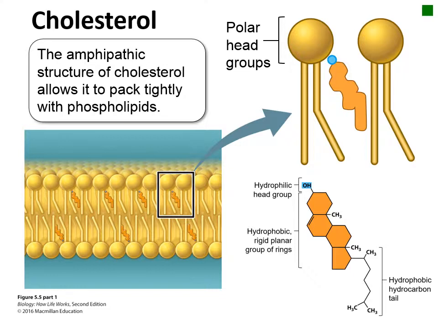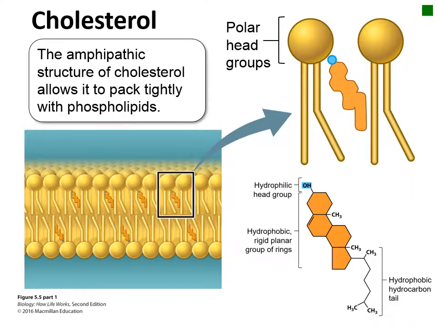At normal cell temperatures, the interaction of the rigid structure of cholesterol with the phospholipid fatty acid tails reduces the mobility of the phospholipids, reducing their fluidity. But at lower temperatures, cholesterol prevents the phospholipids from packing tightly together, increasing membrane fluidity so that it does not become too rigid. This is not required in plant cells because the presence of the cell wall provides support for the cell membrane.